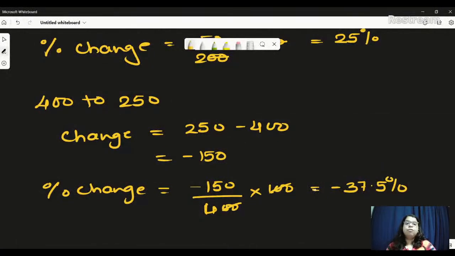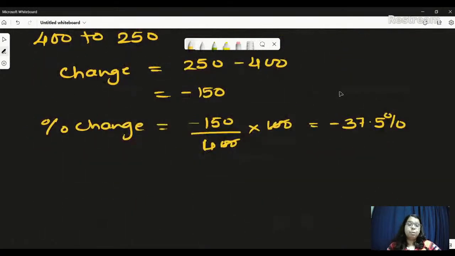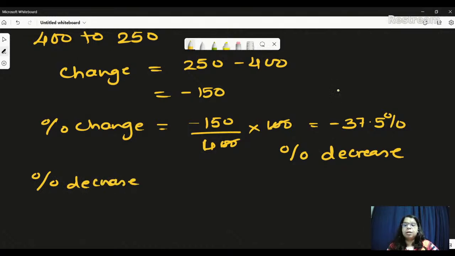5. So we have minus 37.5%. Now, whenever you have a positive percentage change, it is called percentage increase. When you have a negative percentage change, it is called percentage decrease. And when you say percentage decrease, you have to remove the negative sign. So in this case, if we are saying it is percentage decrease, then it is going to be just 37.5%, because you already know it is decreasing. How about we solve two more and then we will stop.